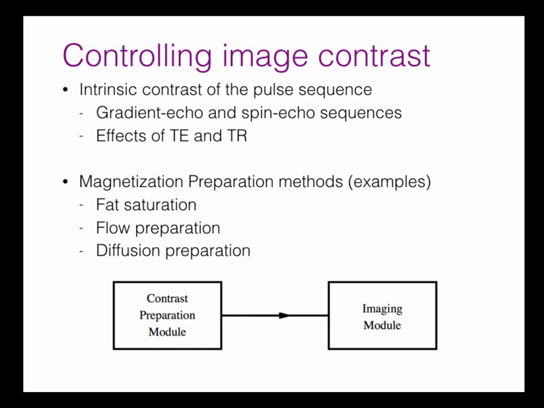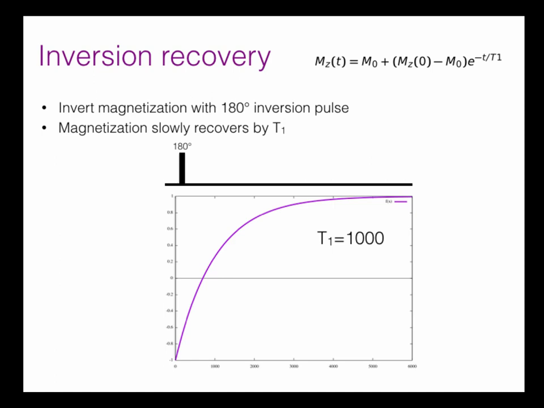So one method of manipulating the image contrast is to use a contrast preparation module, where you manipulate the magnetization ahead of imaging. Having manipulated the magnetization of your subject ahead of time, you then use the imaging techniques to take a kind of snapshot of the contrast you've prepared, and you've got a lot more scope for controlling the image contrast this way. So let's take a look at something called inversion recovery.